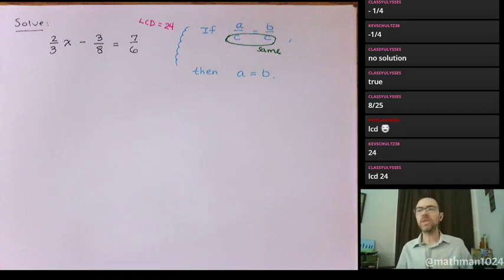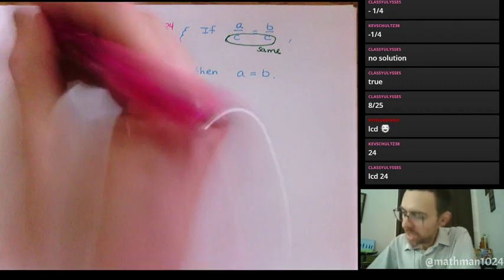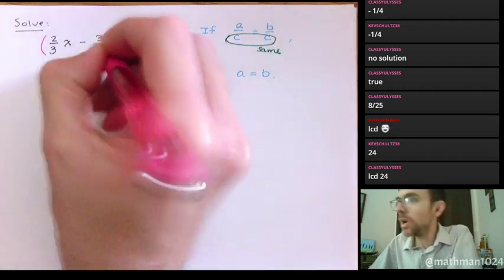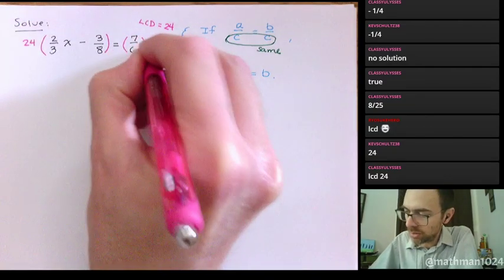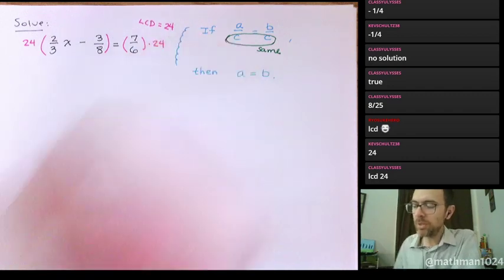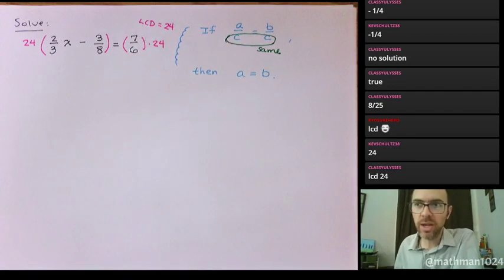We're going to use this guy. And here's what's really going on. We are multiplying both sides of the equation times 24. Okay? This is an application of the multiplication property of equality. Okay?